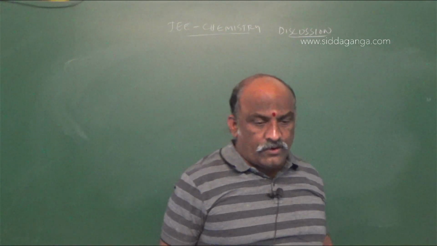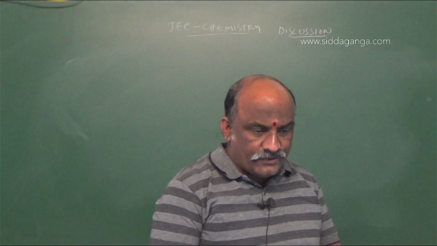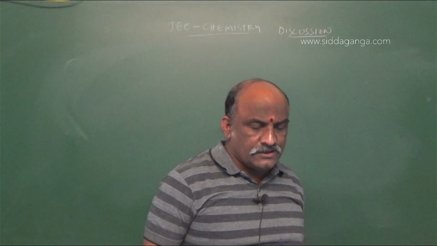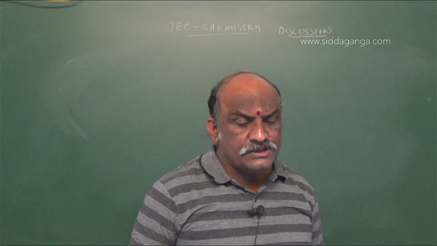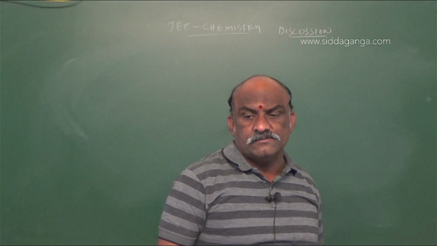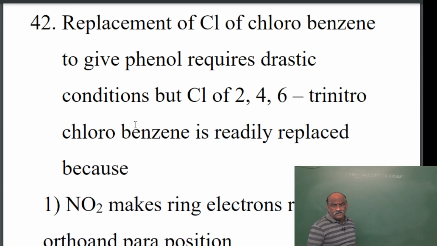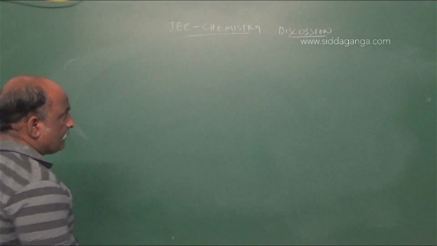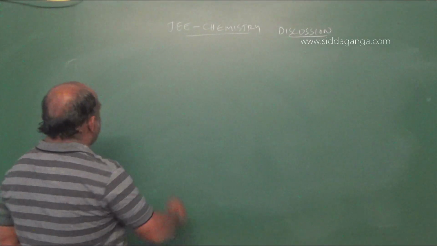So next, question number 42. Replacement of chlorine of chlorobenzene to give phenol requires drastic conditions, but Cl of 2,4,6-trinitrochlorobenzene is readily replaced because of this. This reaction you already know. Question number 42.